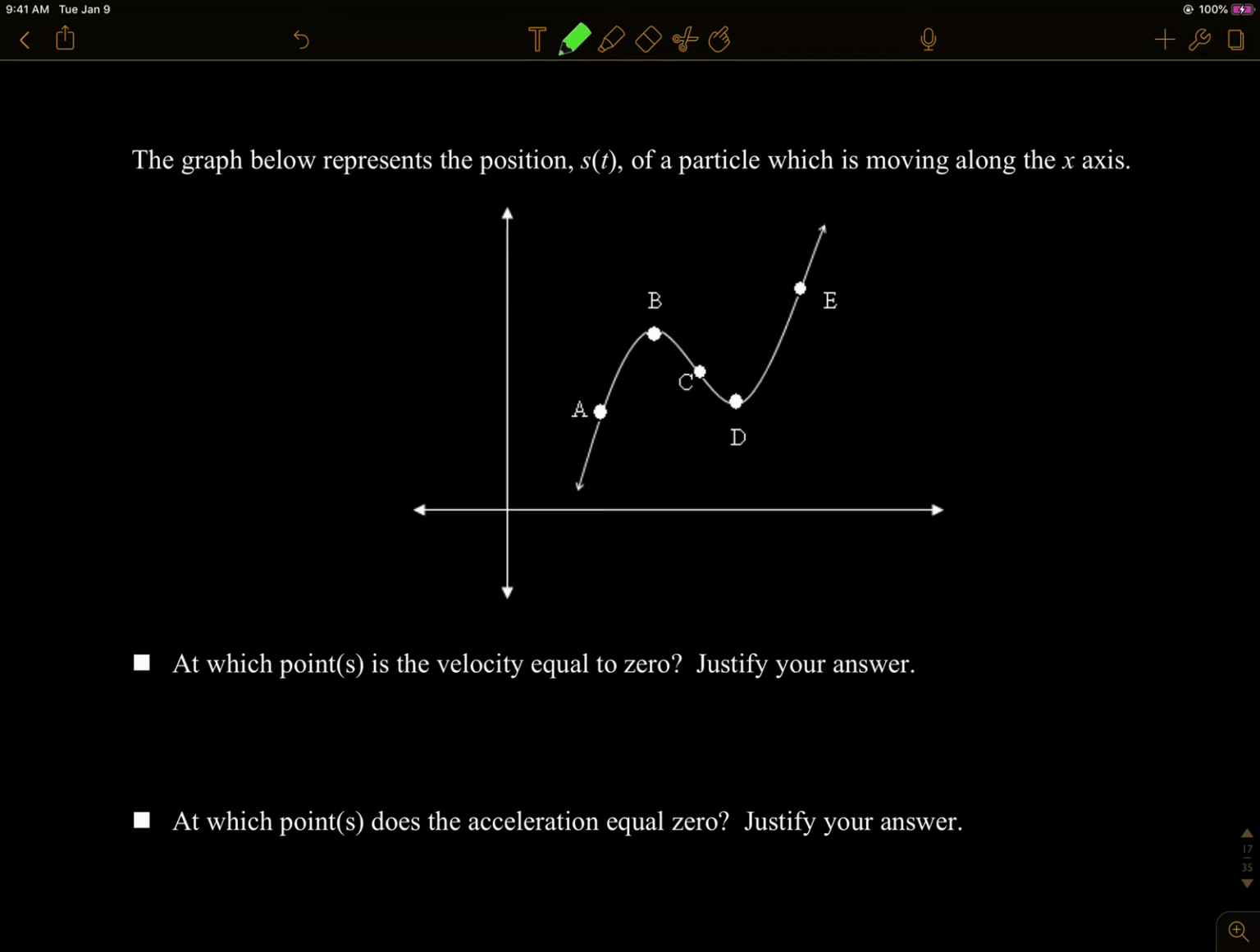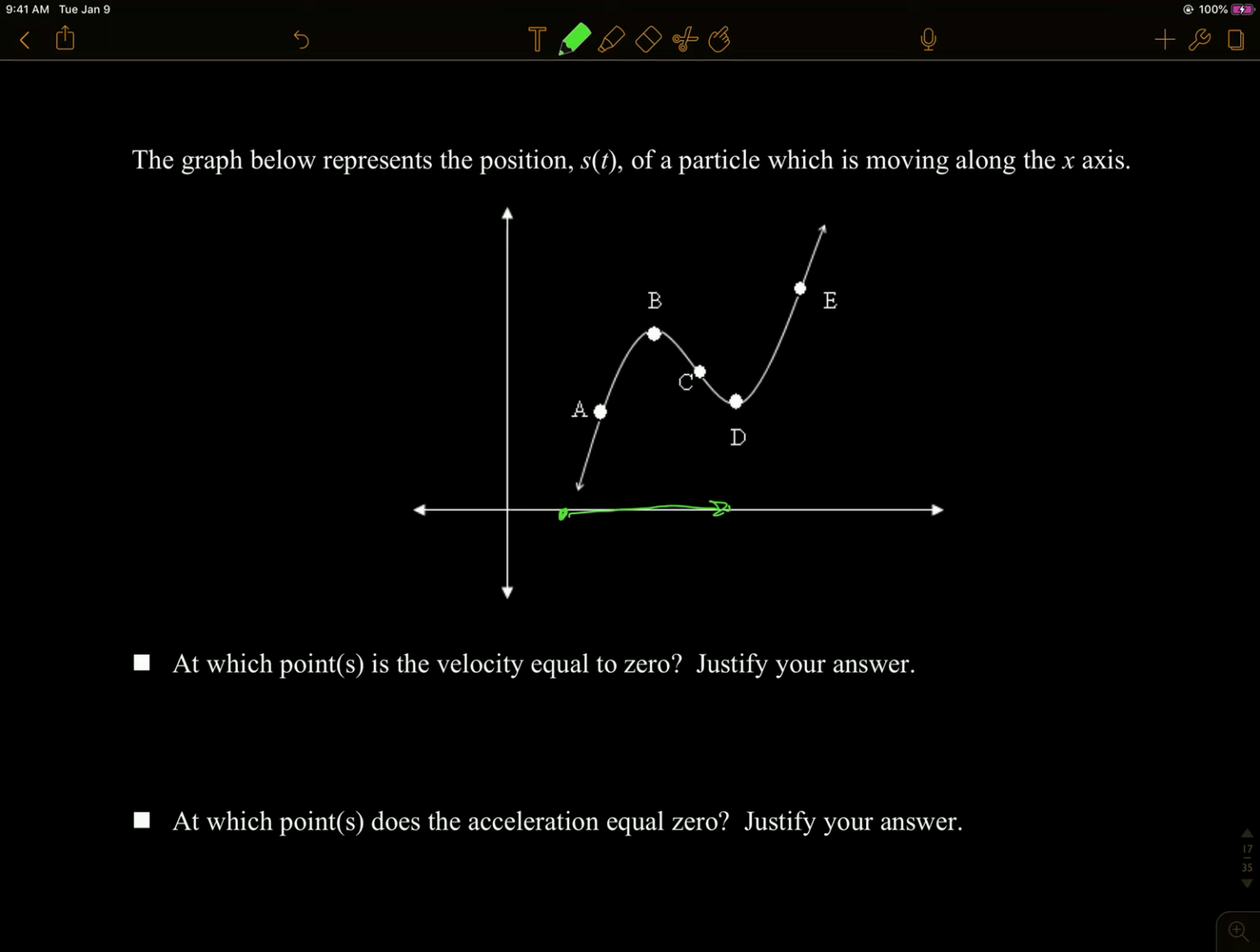All right, so the graph below represents the position of a particle. So that's a position function, which is moving along the x-axis. It's important to remember that the particle is not moving on this curve. That just represents its position over a given time. The particle is moving back and forth on this axis. And remember, it could stop and go back.